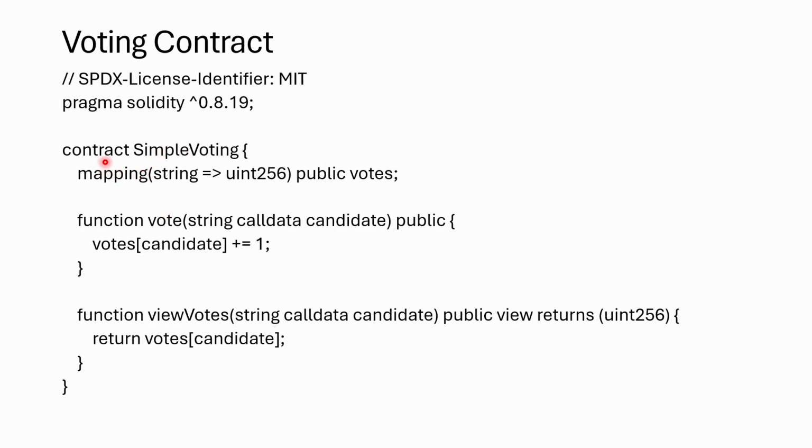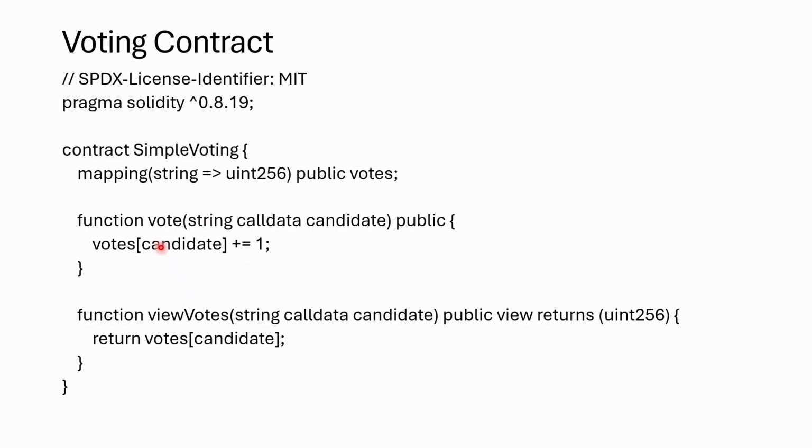So this is our contract. The contract's name is SimpleVoting and we are defining a mapping from string to unsigned integer 256 which is public and the mapping's name is votes. So votes will be storing a mapping between the name of people and the total votes obtained. The keys are all strings. That's the main thing you have to understand, and the values will be integers.